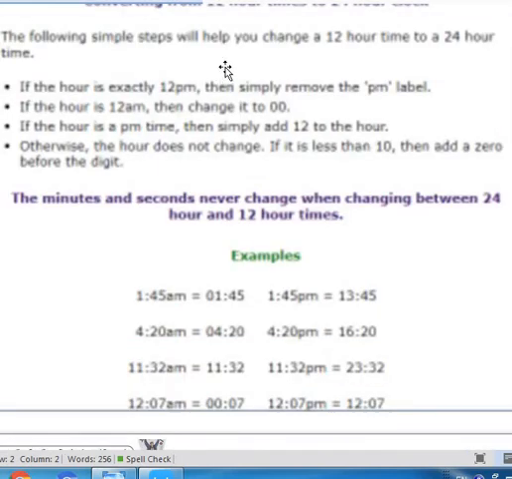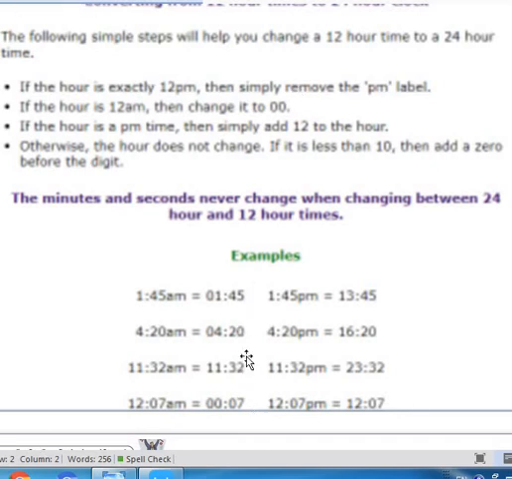The following simple steps will help you change a 12-hour time to a 24-hour time. If the hour is exactly 12 p.m., then simply remove the p.m. label. As I told you, if the hour is 12 a.m., then change it to 00. If the hour is p.m. time, then simply add 12 to the hour. Otherwise, the hour doesn't change. If it's less than 10, then add a 0 before the digit. Okay, let's move to another worksheet.